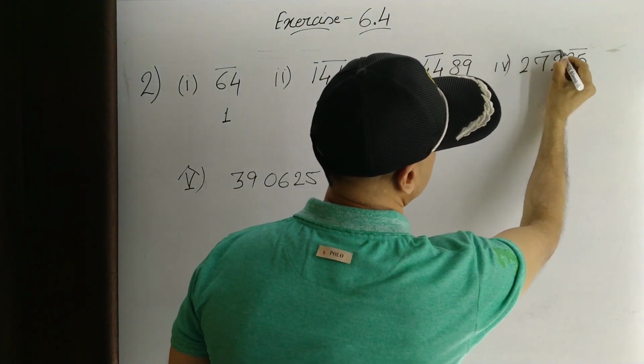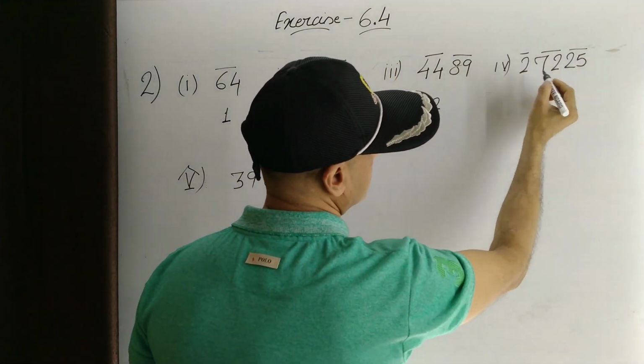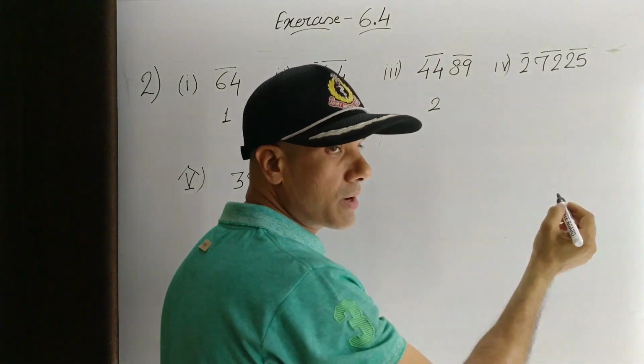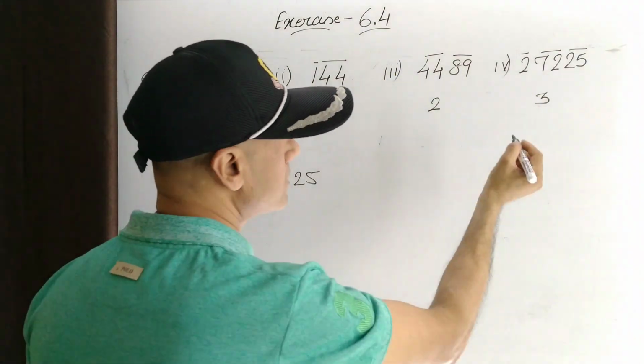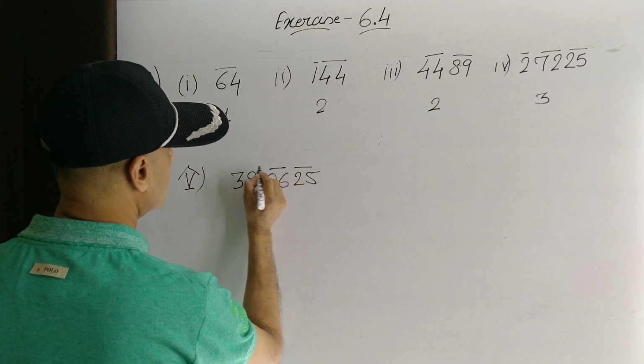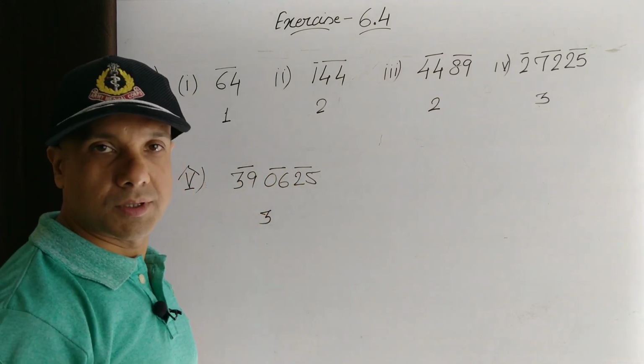Similarly, in this case we have two pairs and one single digit, so we'll divide thrice, and every time we divide we'll get one digit in the quotient, so we'll have the answer in 3 digits. Similarly, we have got 3 pairs here, and hence we'll have 3 digits. Clear?